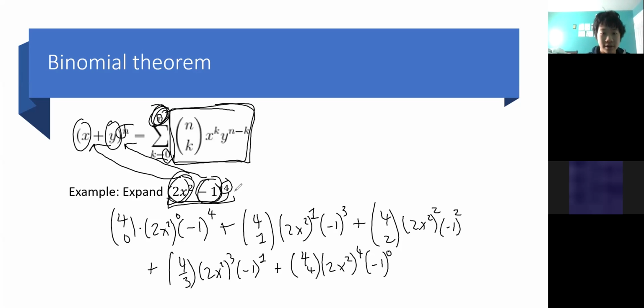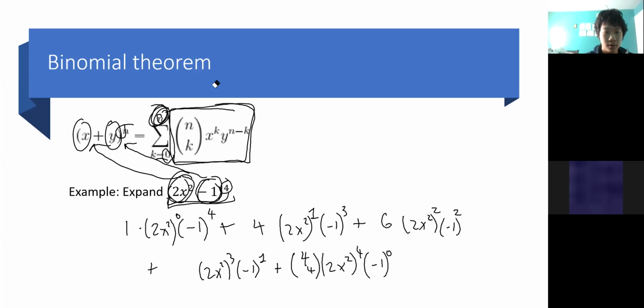So if I were to evaluate this, let me replace all the chooses with their actual values. 4 choose 0 is 1. 4 choose 1 is 4. 4 choose 2 is 6. 4 choose 3 is 4. And 4 choose 4 is 1. Let's evaluate all the negative 1 powers. Negative 1 to the fourth is just normal 1. Negative 1 to the third, oh, that's negative 1. Negative 1 squared, that's just regular 1.